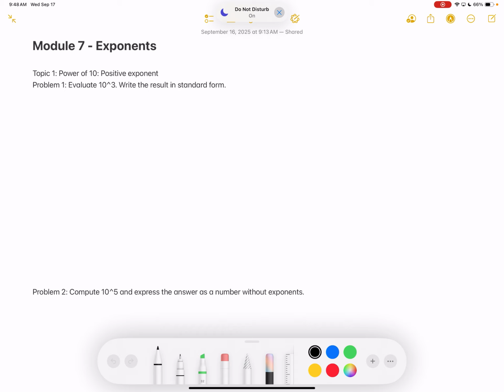Exponents. For the exponents, there are a lot of topics in this section. Some of them go really fast. Maybe we'll do half of them and take a break and then do the other half. Okay, so the first topic is the power of 10.